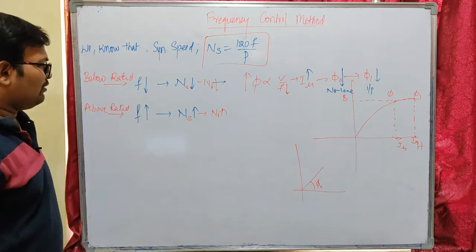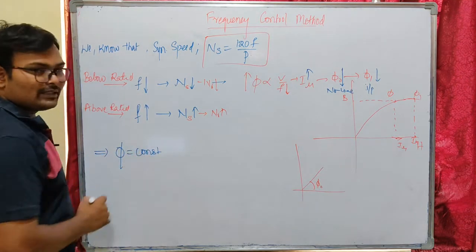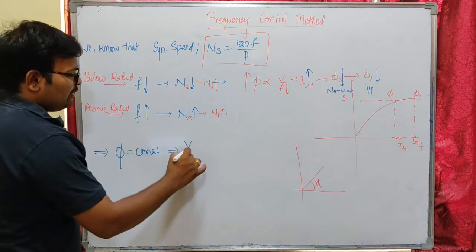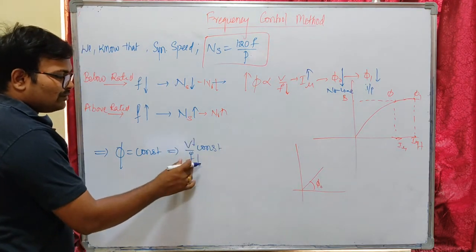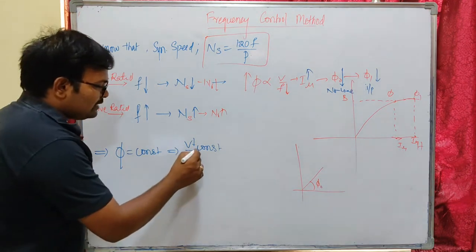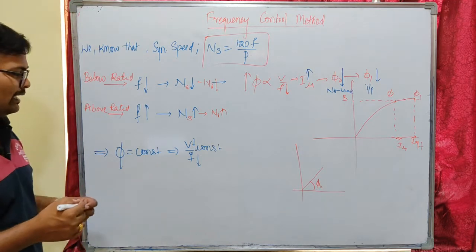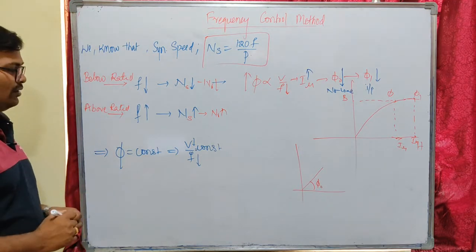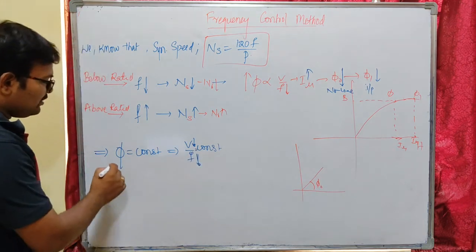So for that, we need to make our flux constant. How can we make this constant? By keeping the V by F ratio constant. By changing the voltage with respect to the change in frequency, we can make the flux constant, so that there will be no need of high magnetizing current, which reduces power factor. So by reducing voltage in addition to frequency, we can keep the flux constant.